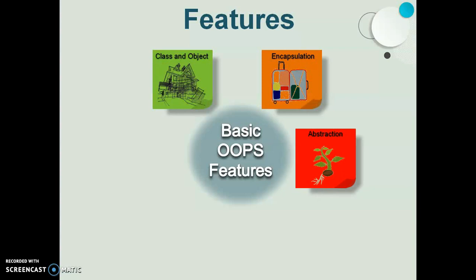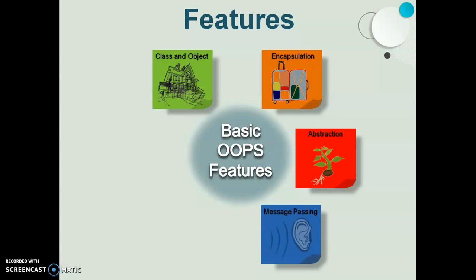The third feature is abstraction. OOPS objects are abstract in nature, in the sense that they don't reveal to the outside world how they are designed. You can just make use of their utilities. Just like how a seed is an abstract existence of a future tree, an object is also abstract to the end users. They can just make use of the functionalities of the object, but they can't get to know about its design.